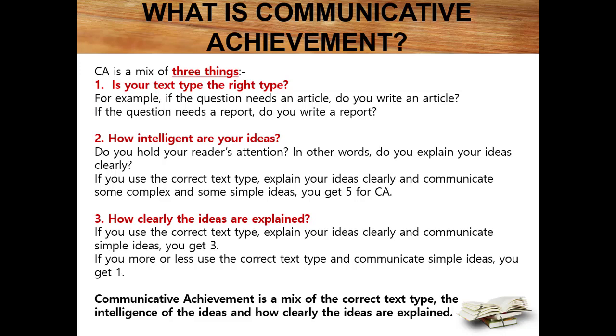Next one is how clearly the ideas are explained. If you use the correct text type, explain your ideas clearly, and communicate simple ideas, you can get at least 3. If you more or less use the correct text type and communicate simple ideas, you will get 1. So overall, CA is a mix of the correct text type, the intelligence of the ideas, and how clearly the ideas are explained.